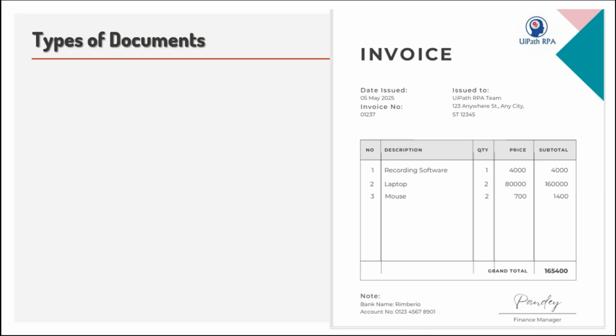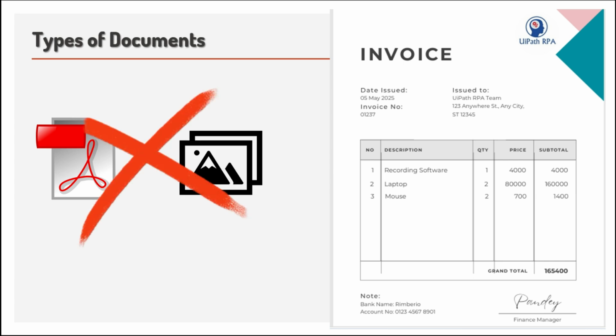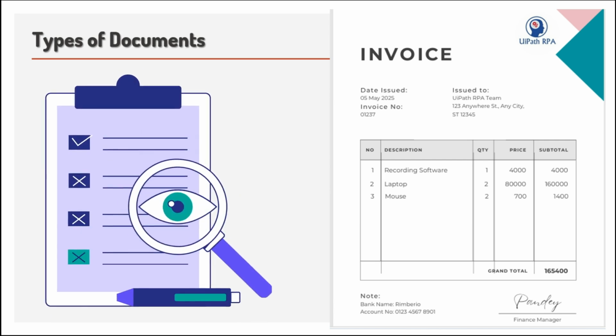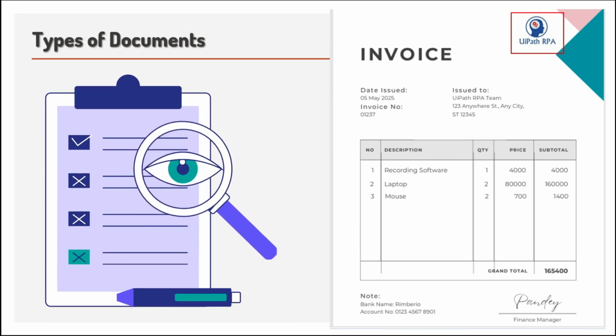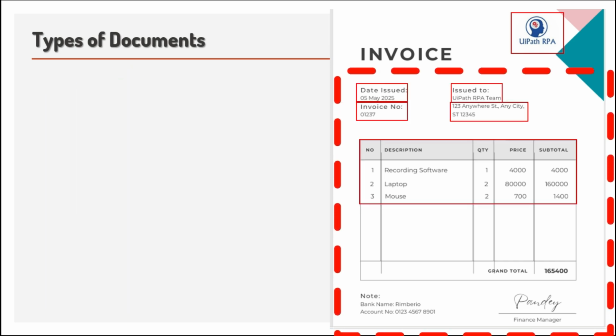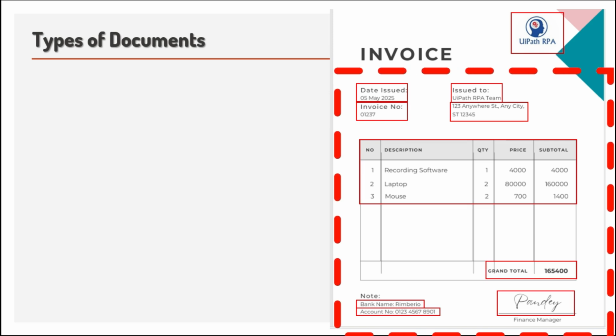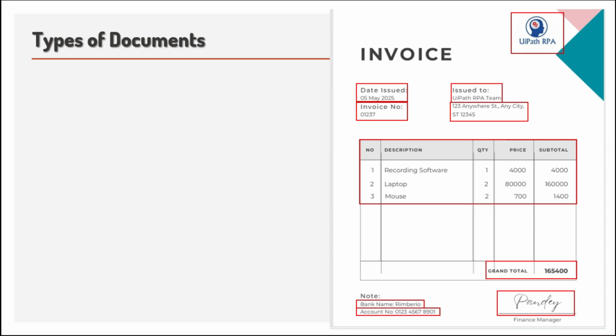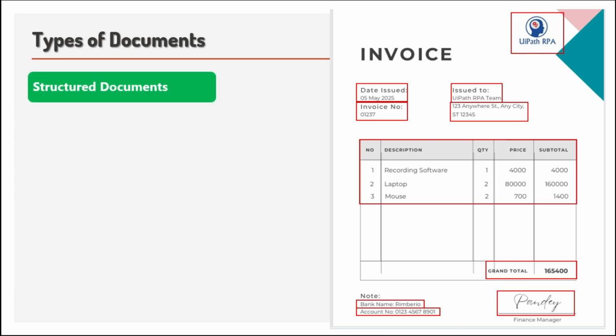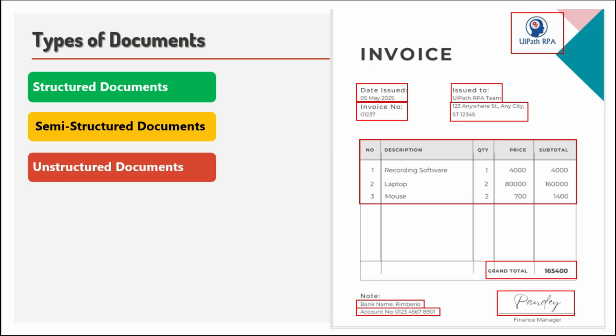First, we'll talk about what document types are. When we say types of documents, we are not talking about PDFs, images, or any other file formats. We are talking about how the information inside the document is arranged, like you can see here. Based on how this data is arranged, you can understand what type of document it is. So let's talk about the types of documents: first, structured documents, then semi-structured documents, and last, unstructured documents.